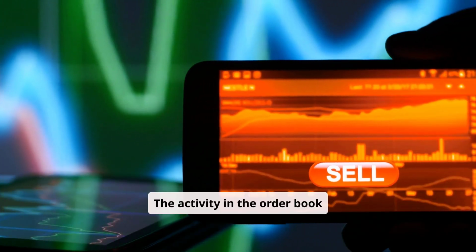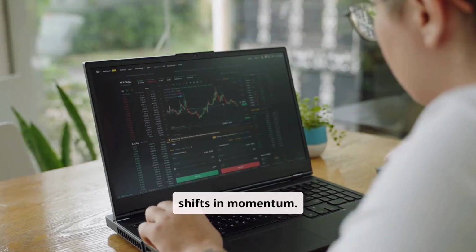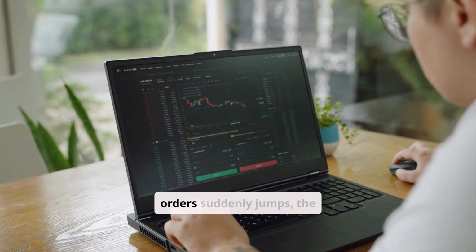The activity in the order book often provides early clues about shifts in momentum. If the number of aggressive buy orders suddenly jumps, the market may push upward.